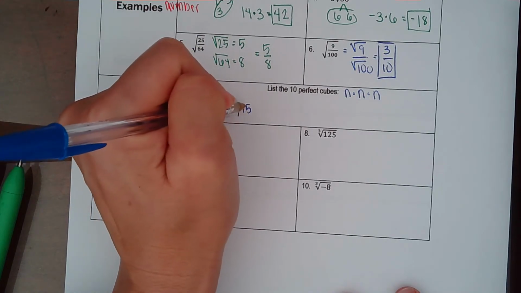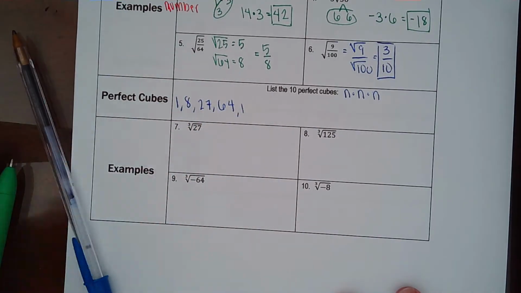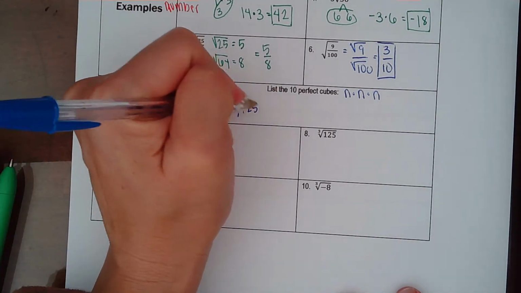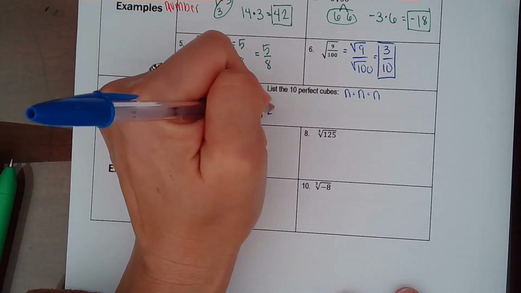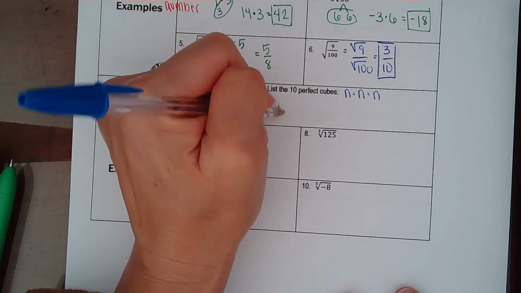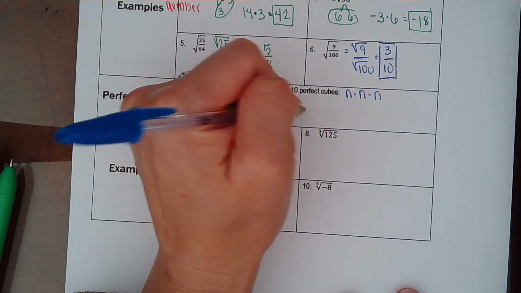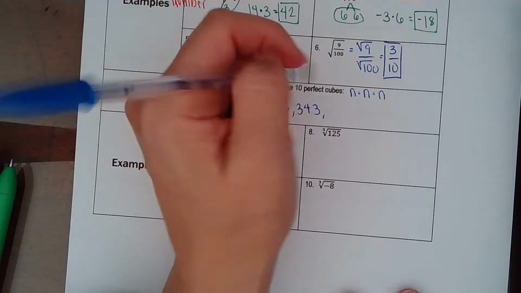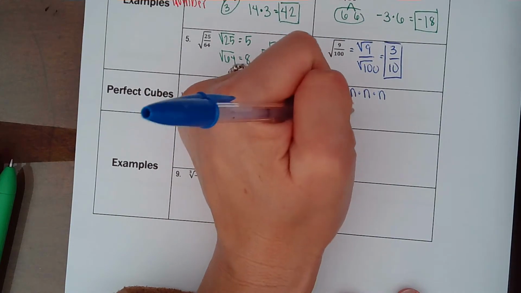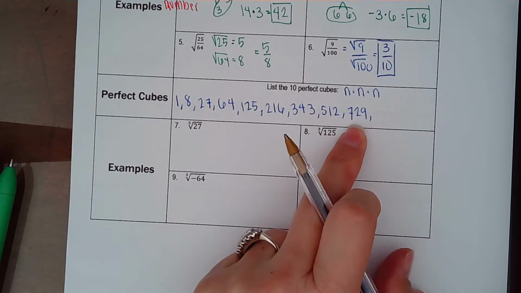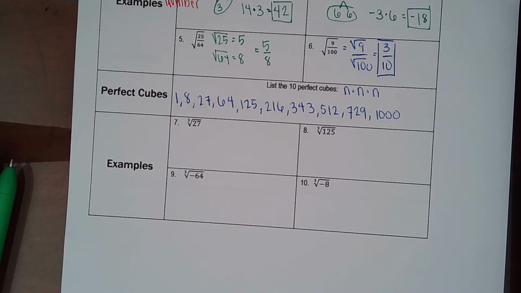And 125, hold on, let me get my handy dandy whiteout. 125, which would be 5 times 5 times 5. And then we have 216, which is 6 times 6 times 6. 343, 7 times 7 times 7. 512, 8 times 8 times 8. 729, 9 times 9 times 9. And 1,000, which is 10 times 10 times 10.